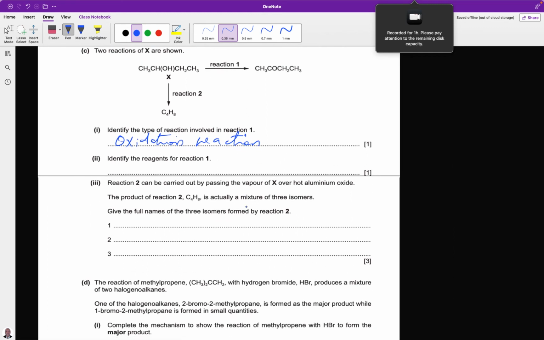Identify the reagent for 1. There are 2 reagents: acidified potassium dichromate(VI) solution, or acidified potassium manganate(VII) solution. You can write it like this. You can use the formula by writing it. You can say, identify the reagent, you can say acidified, you can use this one.